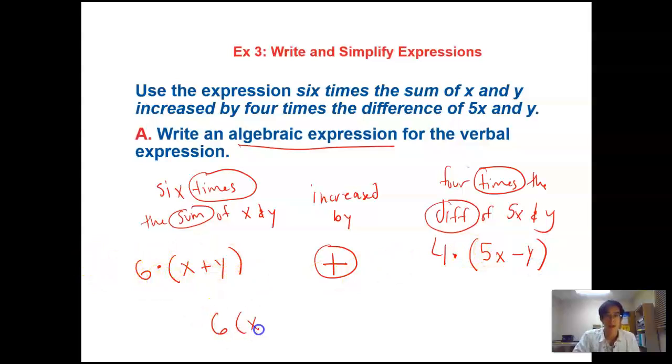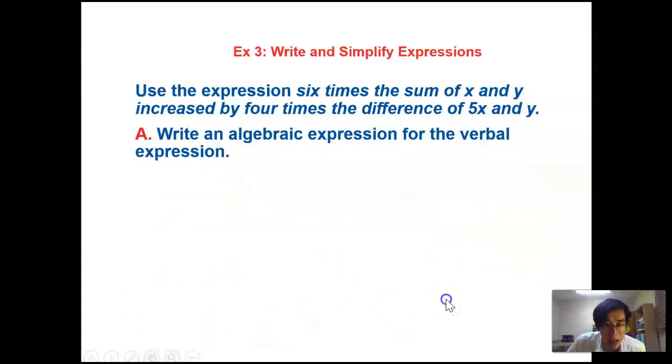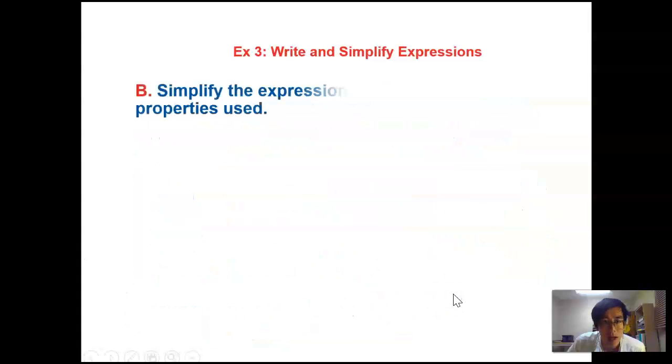Okay, and this is my algebraic expression. 6 times quantity x plus y plus 4 times quantity 5x minus y. Okay, that's my first part right there. So, let's see what I wrote down. Okay, and then I'm going to simplify that expression.